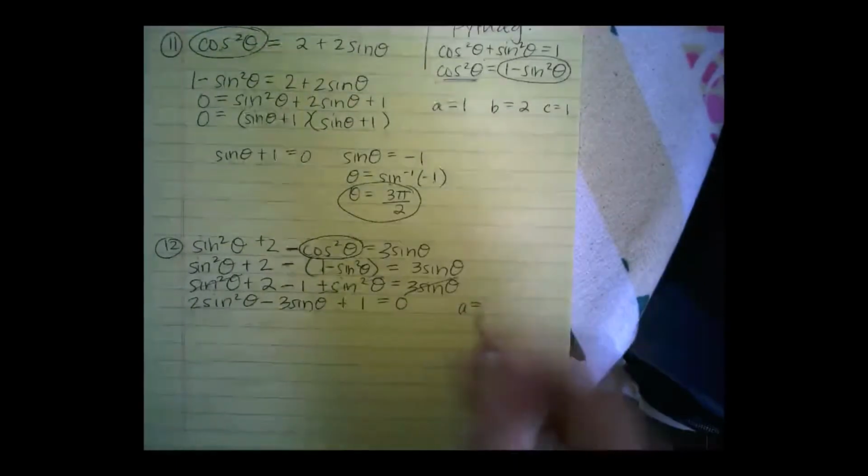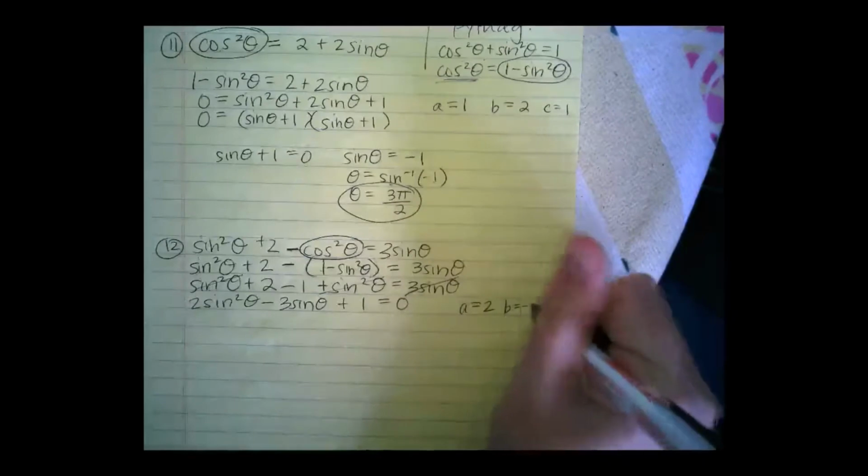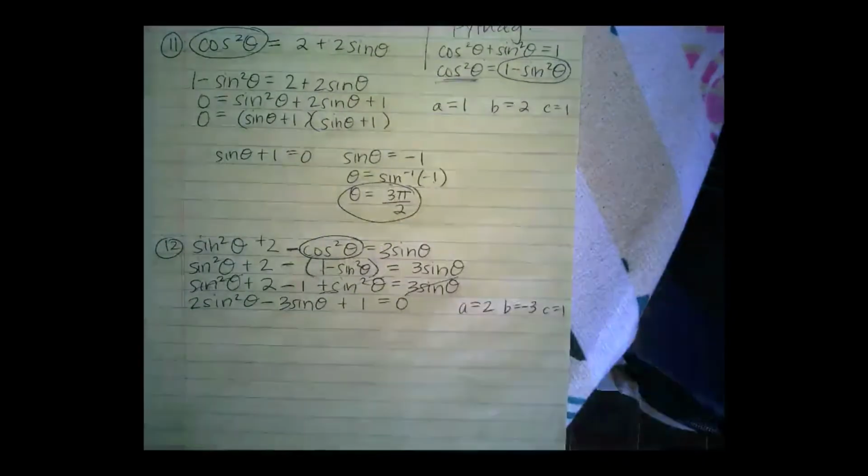So A is equal to, I wonder if you guys can hear my dog barking in this video. A equals 2, B equals negative 3, and C equals 1.